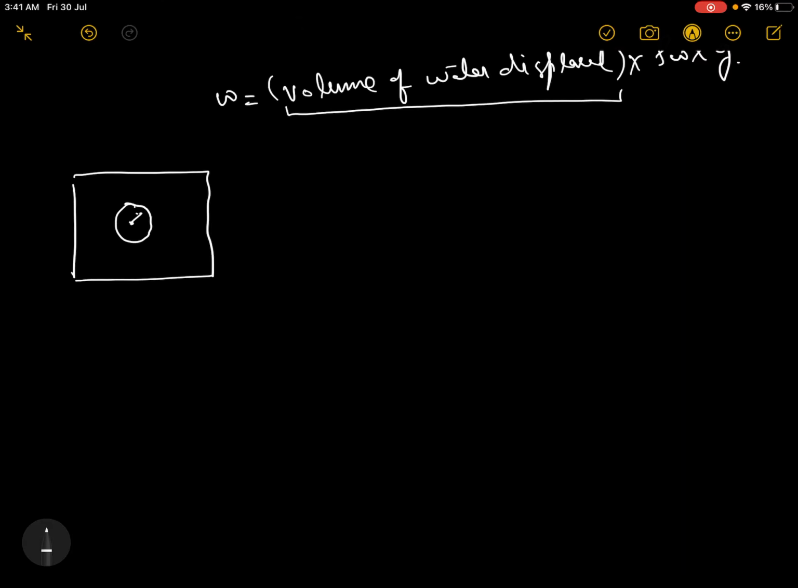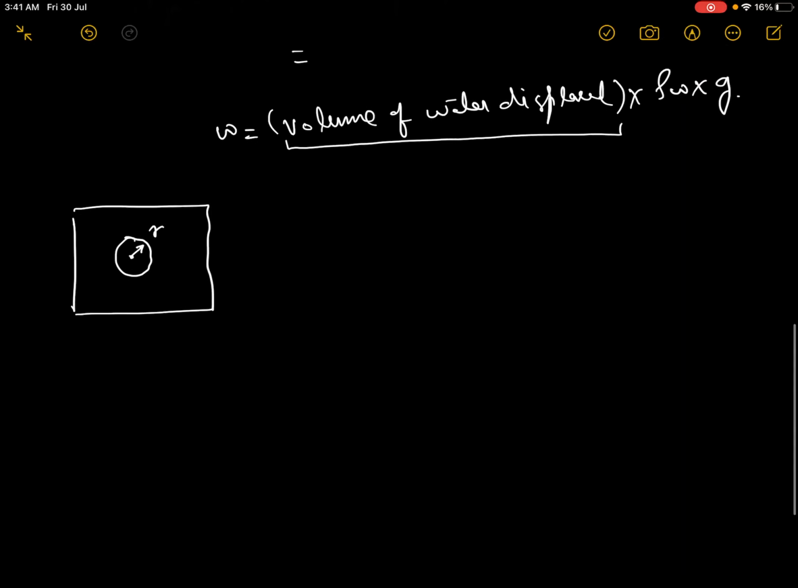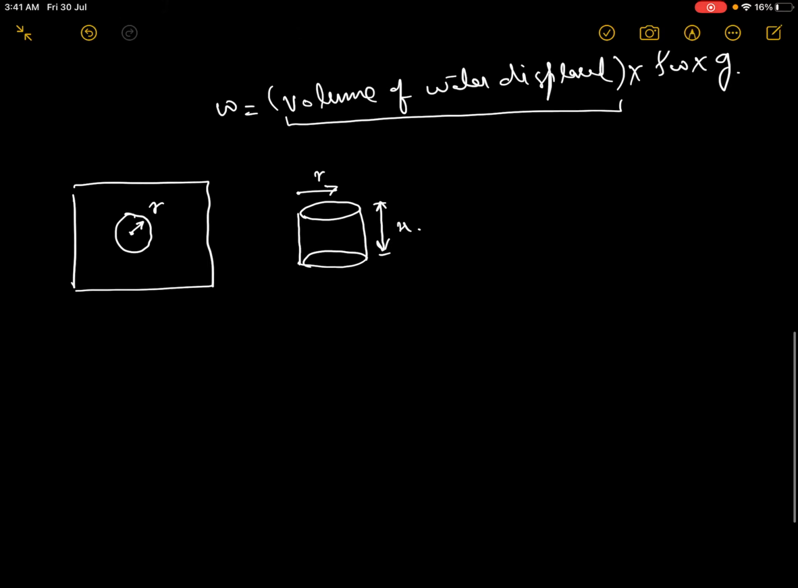So when I am giving it a displacement of x, the volume of water displaced will be equivalent to a cylinder having radius r and height x. So I can write that weight is equal to the volume of the water displaced, that is pi r square x, multiplied by the density of water into acceleration due to gravity.